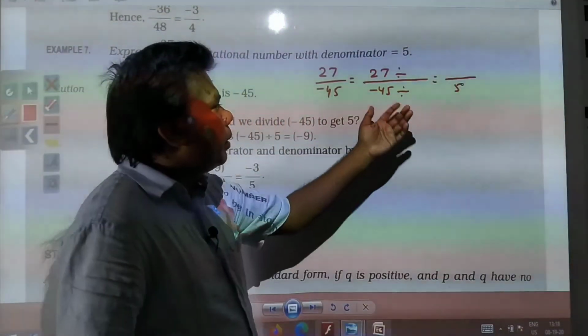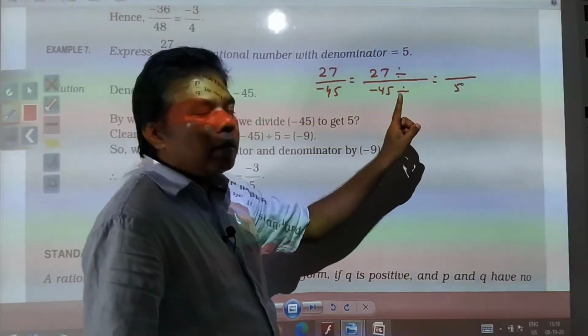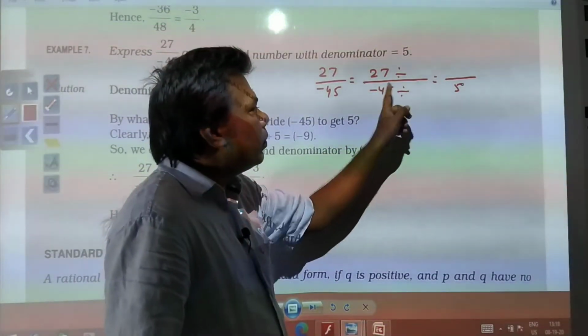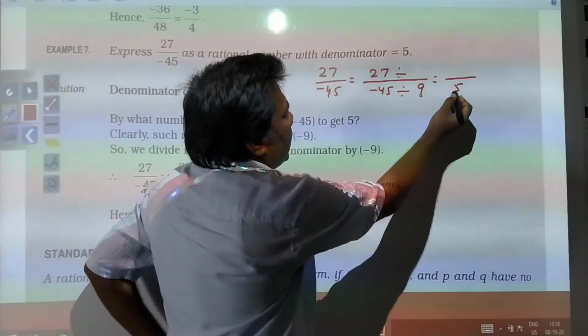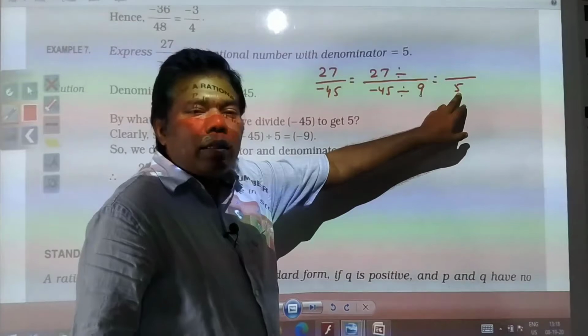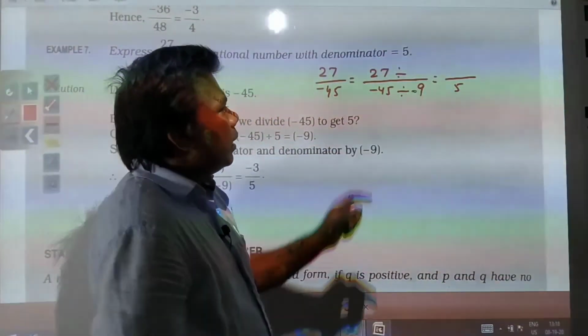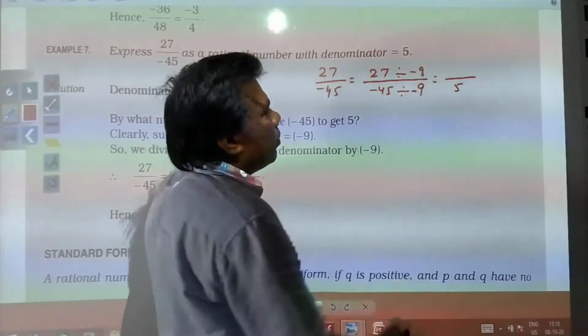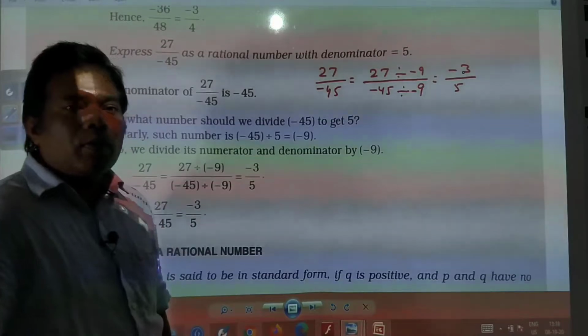So again, simply divide by 5. 5 nines are 45, and 9 fives are 45. So here you will have 9, and since you need a positive denominator, minus 9 will be required. So here also we keep minus 9. 9 threes are 27, so minus 3 by 5 will be your answer.